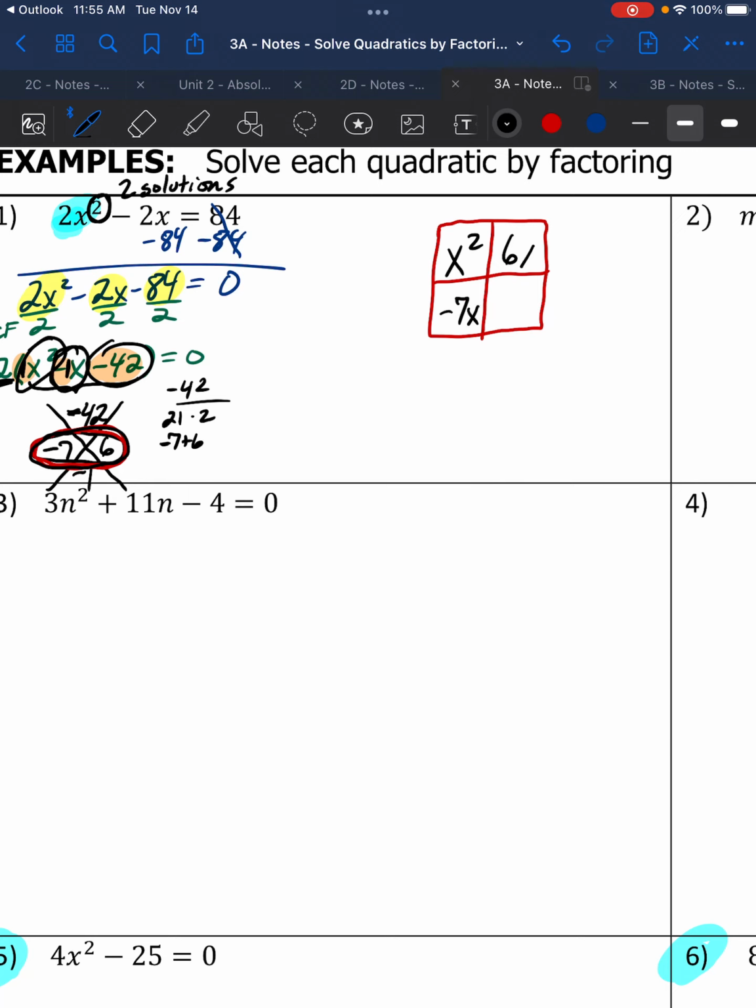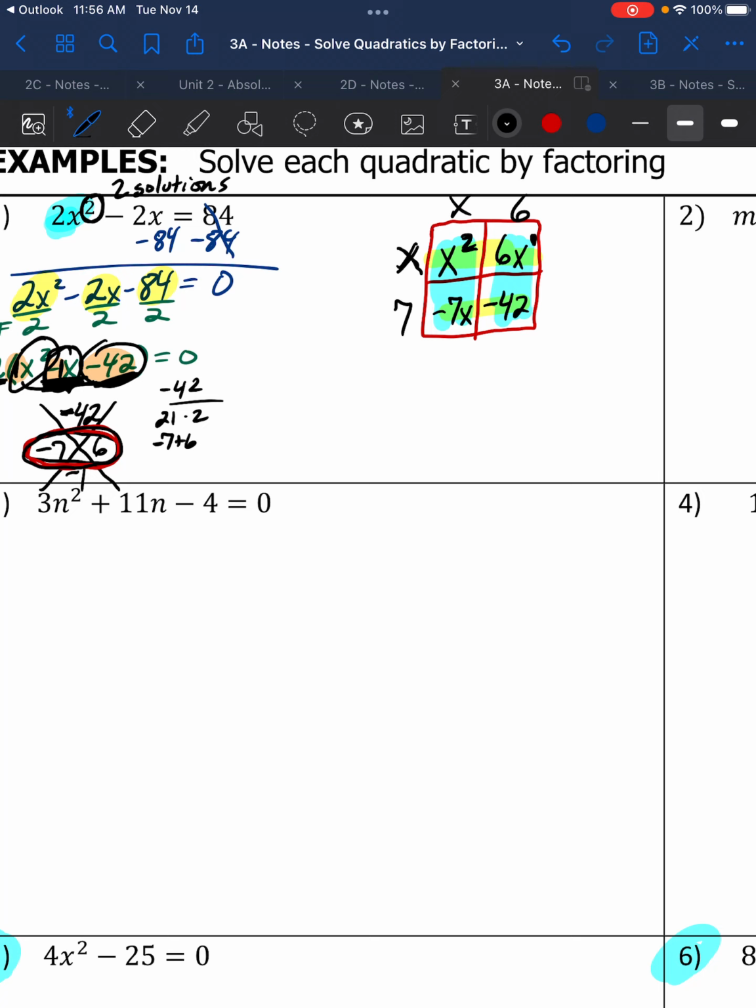Now, take out the greatest common factor of each row. The bottom row is 7. My top row is x. When it comes to variables, it's always the smaller of the variables. So this is x squared, and this is technically x to the first, so it'll just be x that comes out. Then the greatest common factor of each column. The last column will be 6, and the first column will be, again, x.